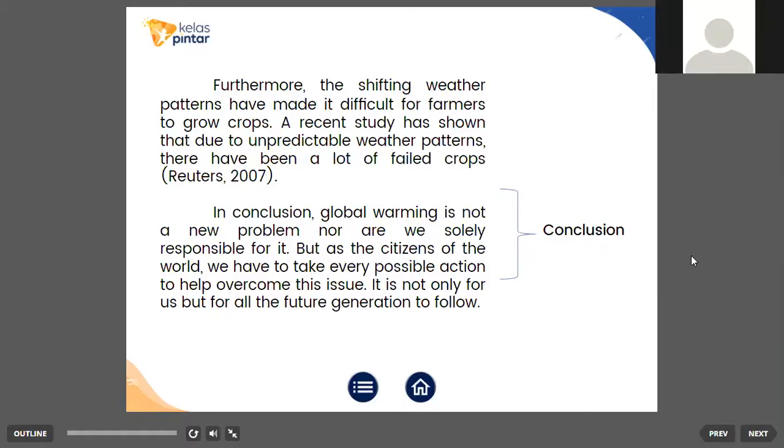In conclusion, global warming is not a new problem, nor are we solely responsible for it. But as the citizens of the world, we have to take every possible action to help overcome this issue. It is not only for us, but for all the future generations to follow.